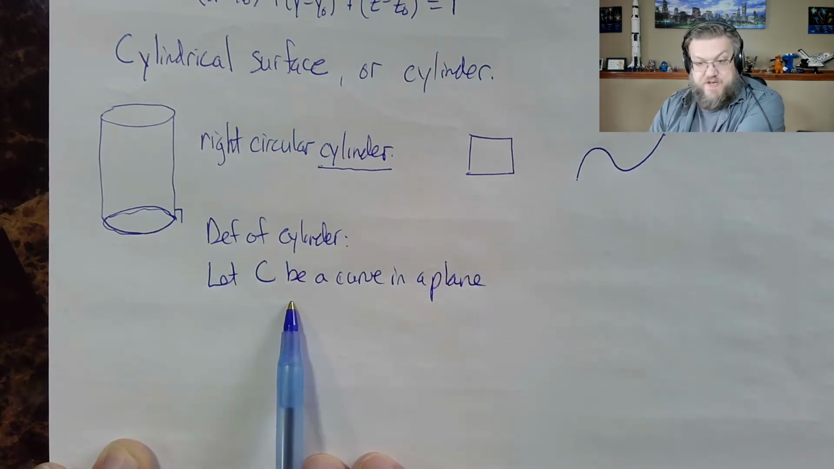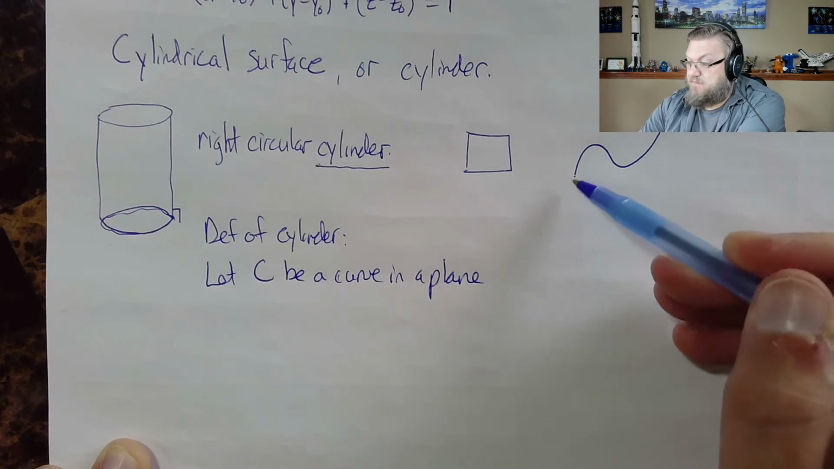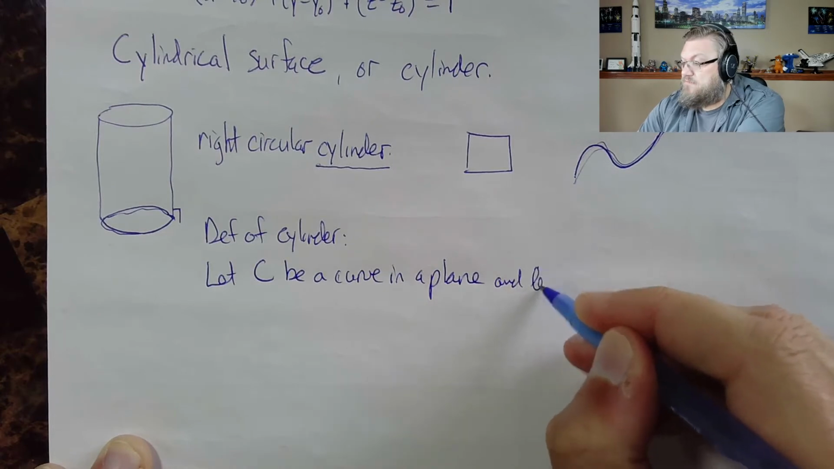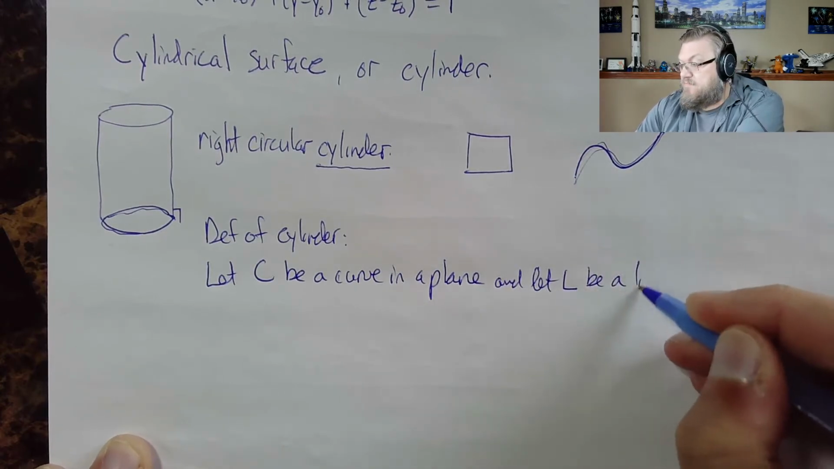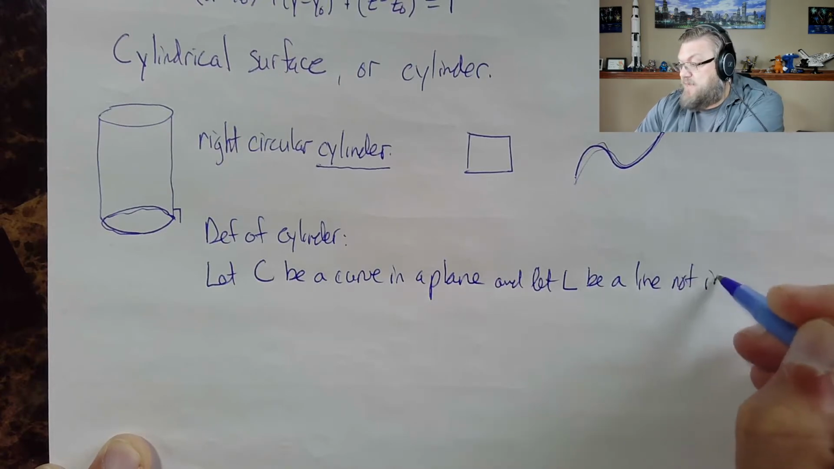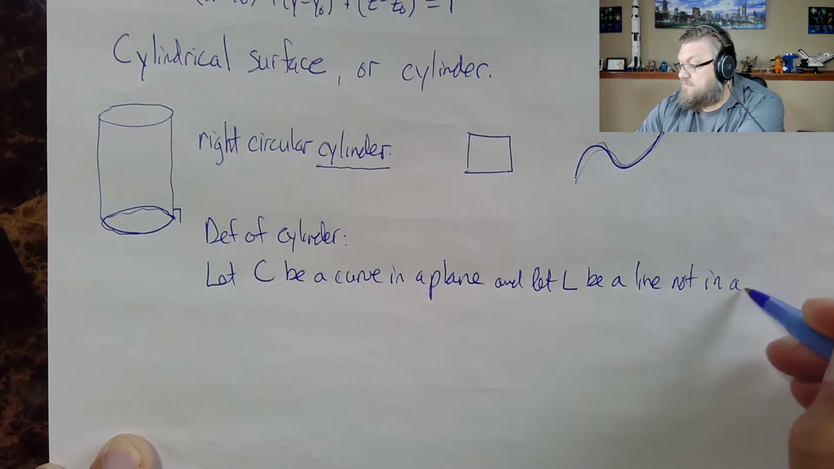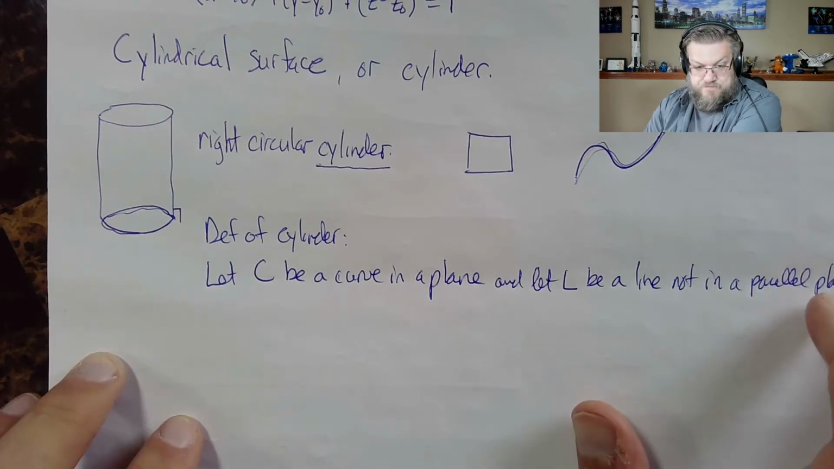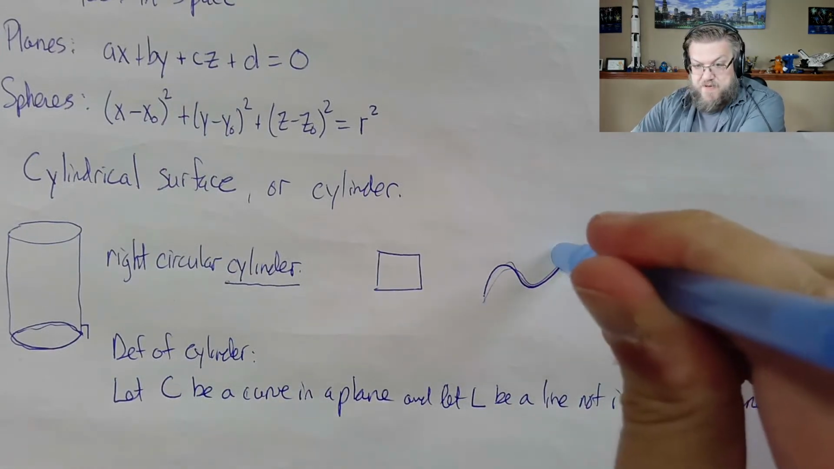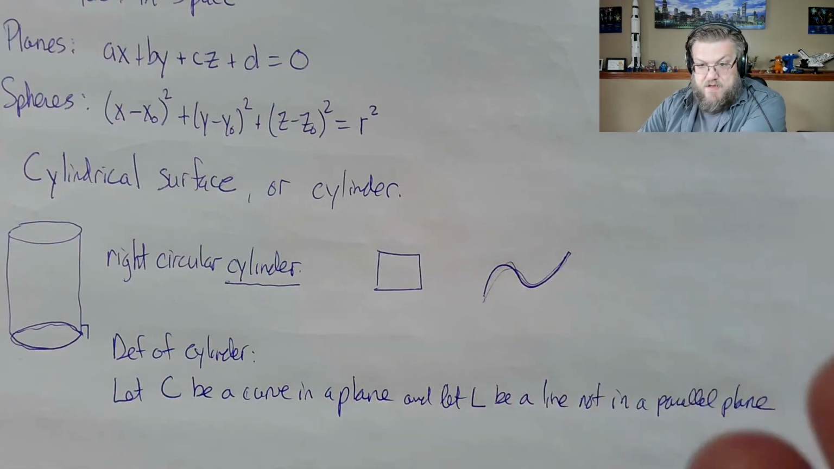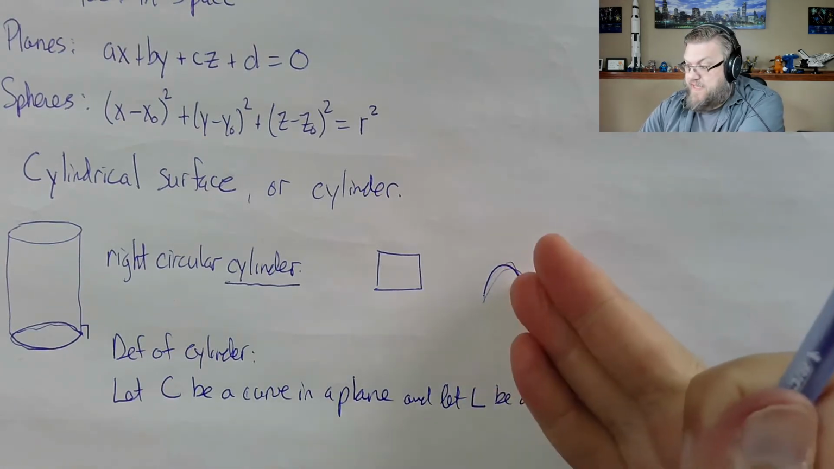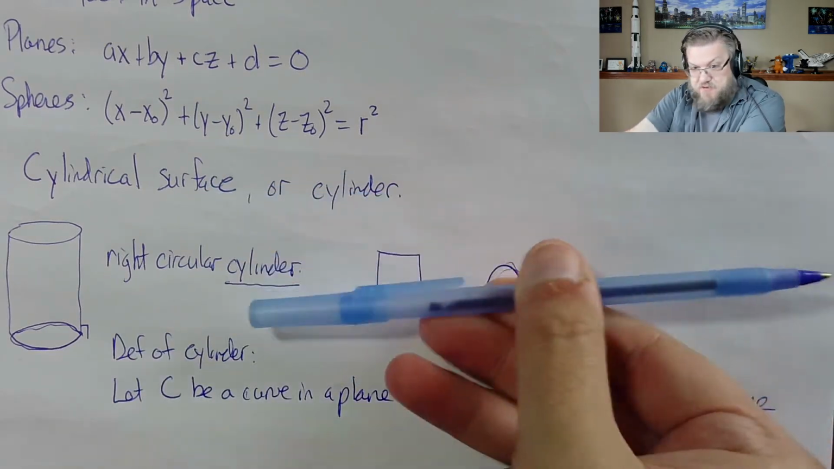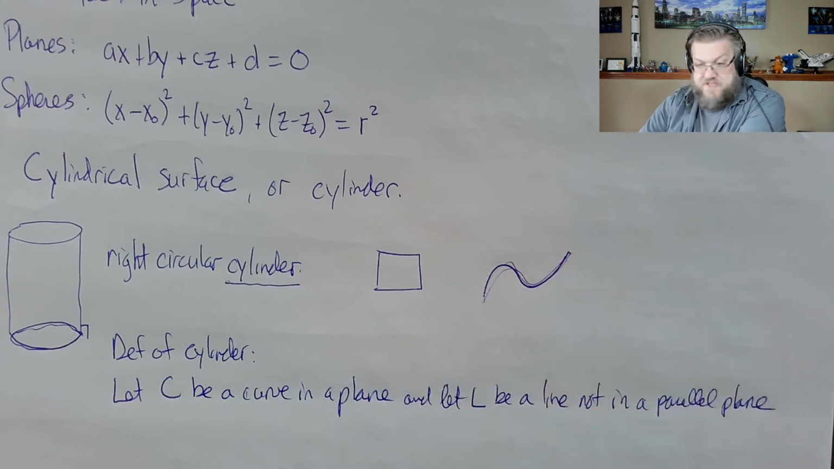Okay, so that curve could be circular, could be rectangular, could be this sort of sine wave thing that I got going on, right? And let L, capital L, be a line not in a parallel plane. Okay? So maybe L is this straight up and down line coming out of the piece of paper, right, like that. Or maybe it goes off at an angle like that, right? The only requirement is that L can't be parallel to the plane that the curve is in. Okay?